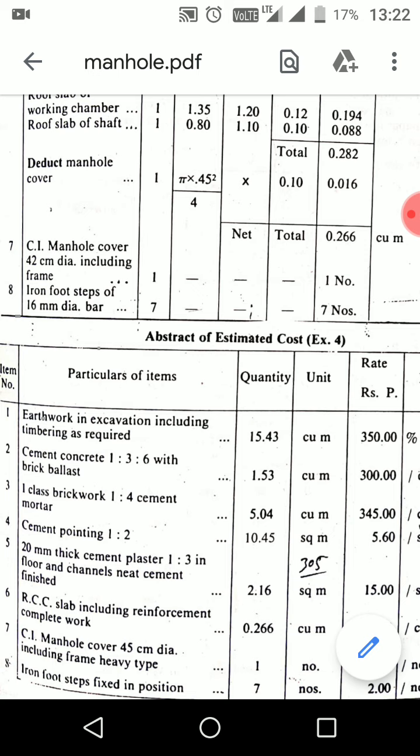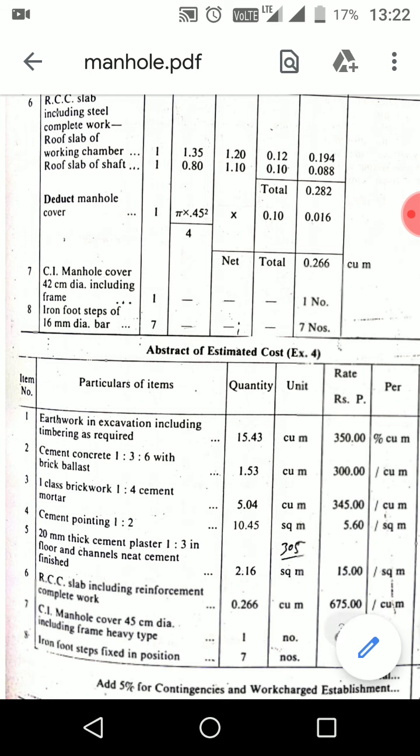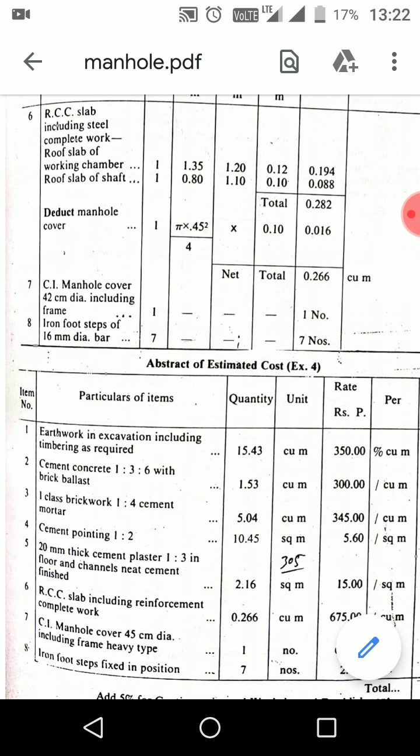The thickness of the manhole cover will be 0.1 meters. That will be equal to the thickness of the shaft slab, and the area you will calculate by pi d square by 4. So pi into d, where d is the diameter, that is 0.45 square, divided by 4. So you will get the total quantity of manhole cover deduction 0.016. So after deduction the total quantity of RCC slab here is 0.266 cubic meters.